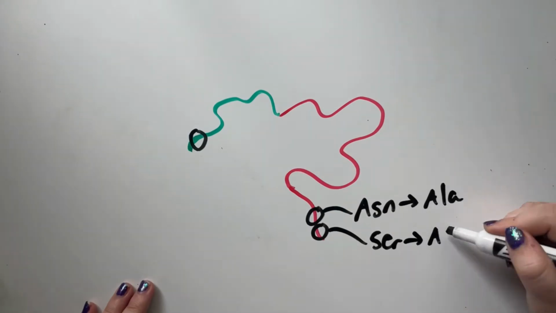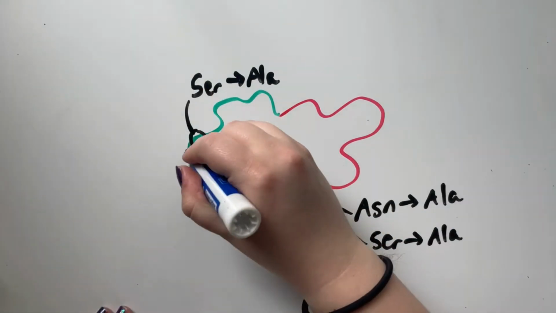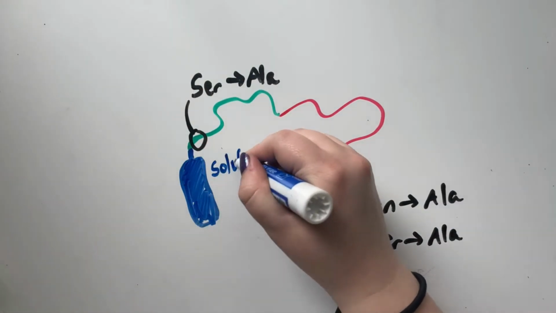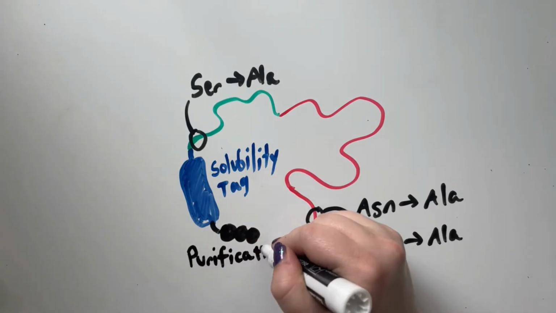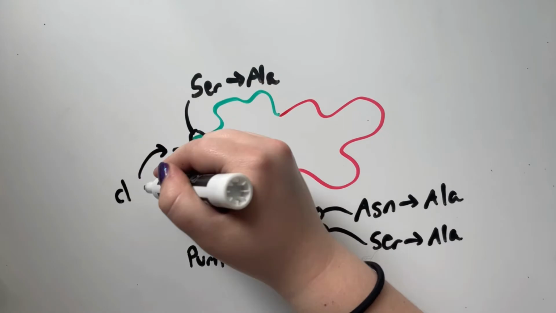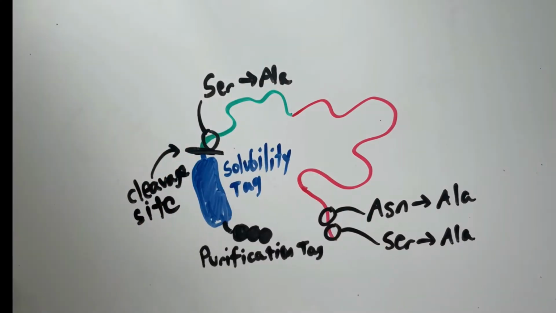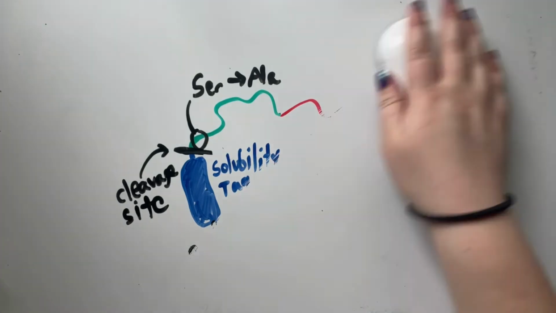Ideally, the intein fused together with each of the three active residues converted to alanines. In order to isolate the protein, I add a solubility tag to keep it in solution and a purification tag to make it easier to purify. A cleavage site is incorporated between the intein and the tags so that the intein can be isolated later.